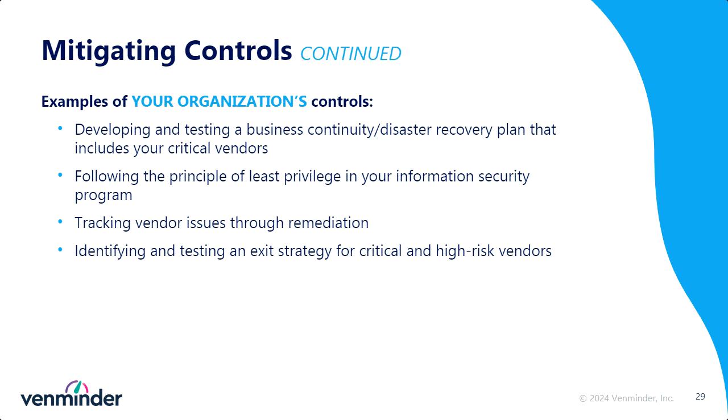Tracking vendor issues through remediation is another important control because it's very common for issues to go unresolved simply because there's no process in place to make sure they're being monitored and followed up on. If you think about a simple vendor issue like a due diligence document that isn't collected, there's a good chance that that would just be forgotten unless you're actively tracking that situation until it's resolved. And identifying and testing an exit strategy for critical and high-risk vendors is another important control that your organization should have.